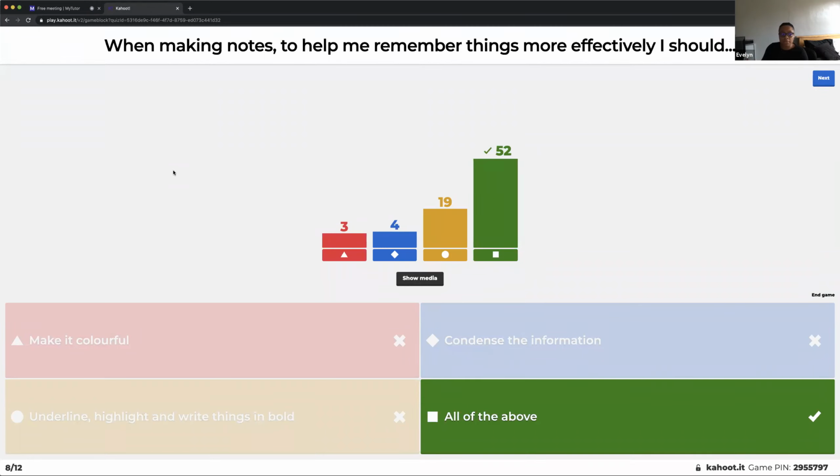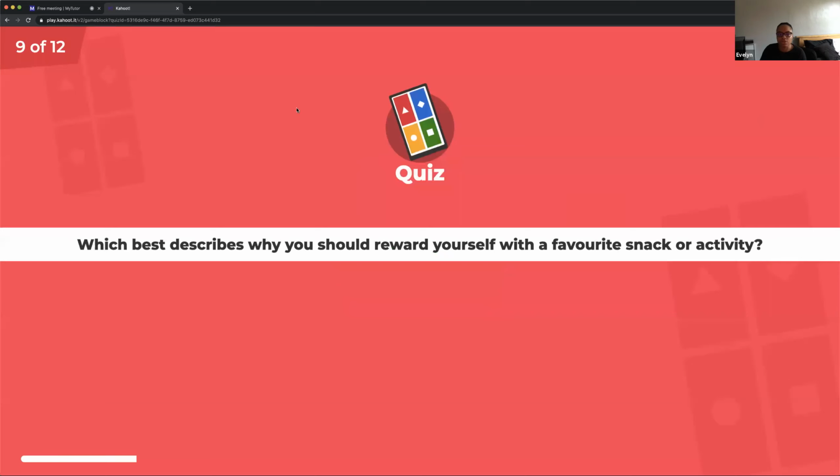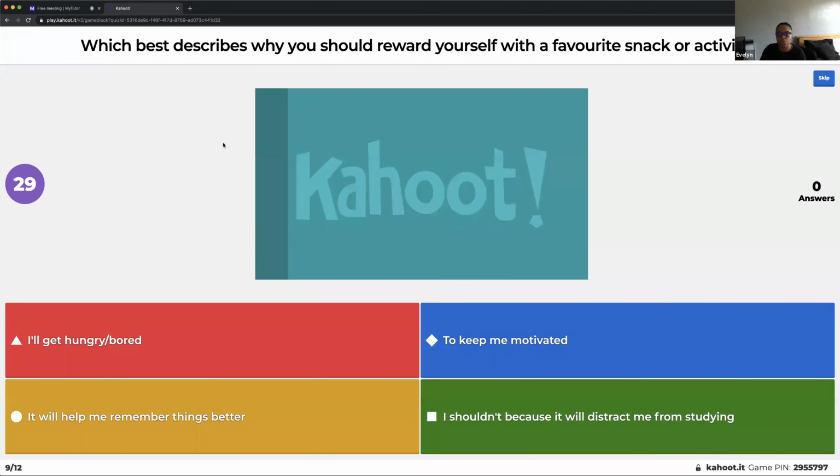Now, all of the above, make it colorful, condense the information, don't have too much in one section, underline, highlight, write things in bold, do all of these things, and it will help you to effectively make notes that you can revise from. Yeah, do all of them, not just one. Oops, sorry, I went a bit too quick. Right. Which best describes why you should reward yourself with a favorite snack or activity?